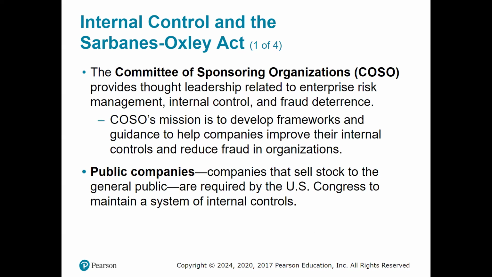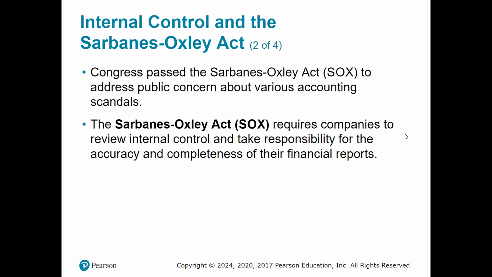And all of those companies that are traded on the stock market are referred to as public companies. So if you sell stock to the general public, you are considered a public company, and you are legally required to have a system of internal controls in place to make sure that you have accurate financial reporting and safeguarding of assets. Okay. So believe it or not, it was 2002 before Congress actually passed an act saying, by the way, you guys have to have internal controls.